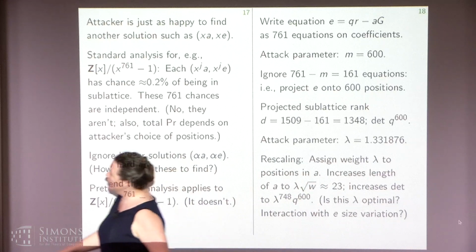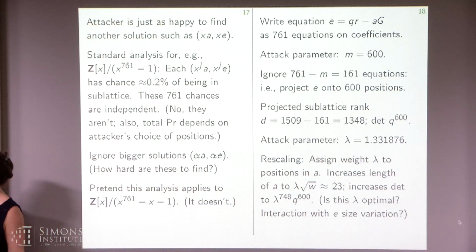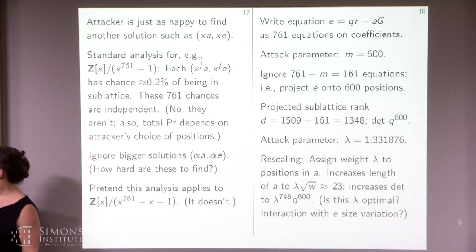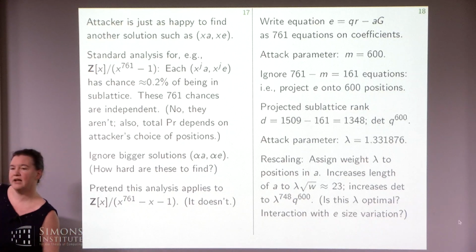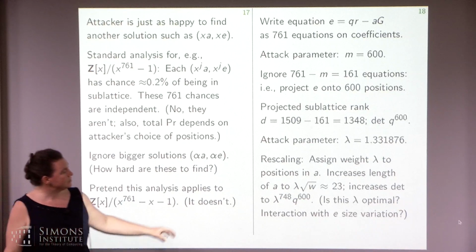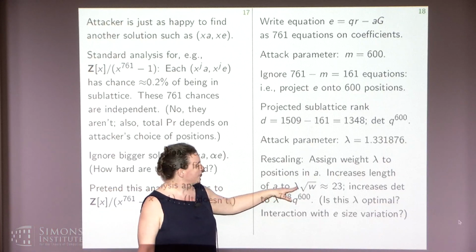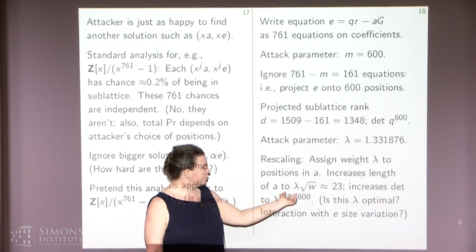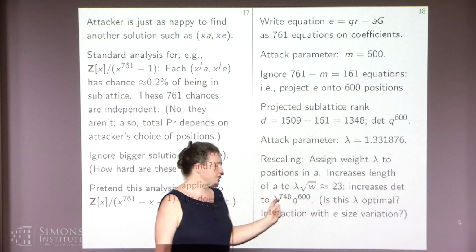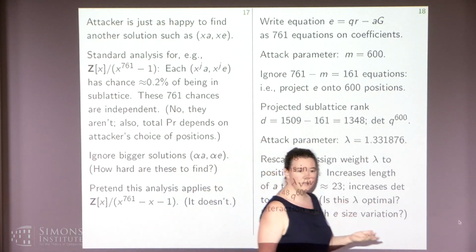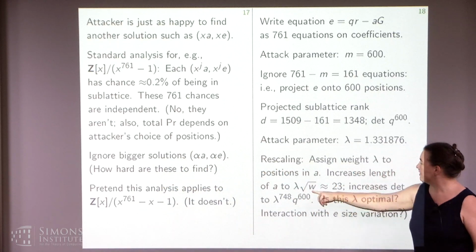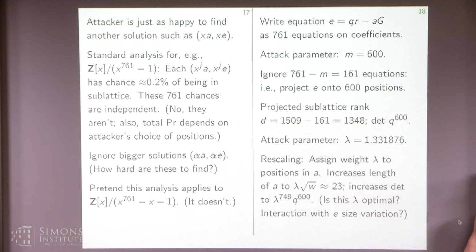So the A, which is guaranteed to be small, has norm about 17, and the E, on average, has norm 23. So for the scaling factor, this lambda, the standard choice is to make these balance out. The weight W in my A, times lambda, should give me the same 23 that I have in the E part. Is this optimal? It's in the standard analysis.